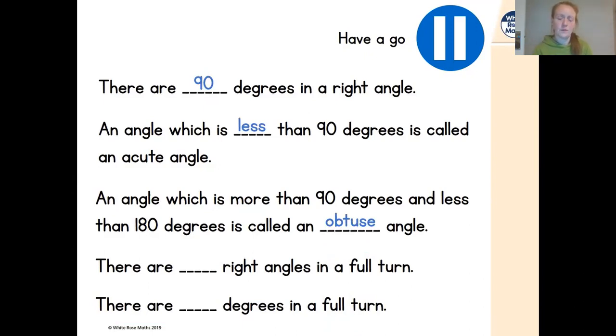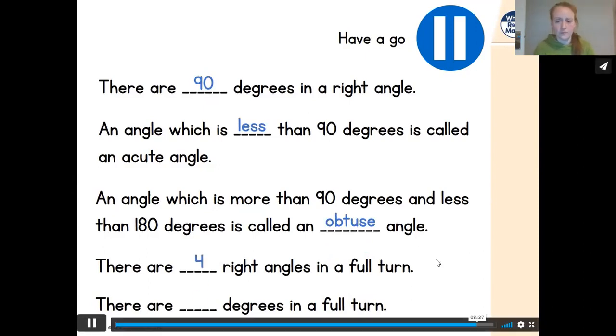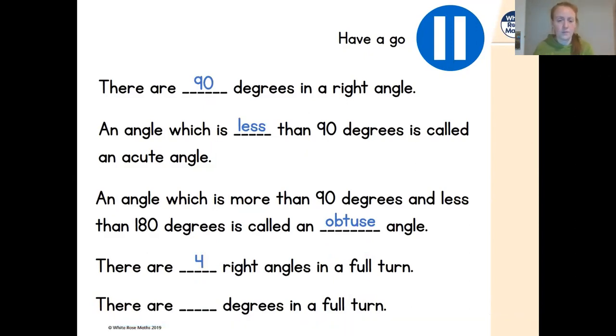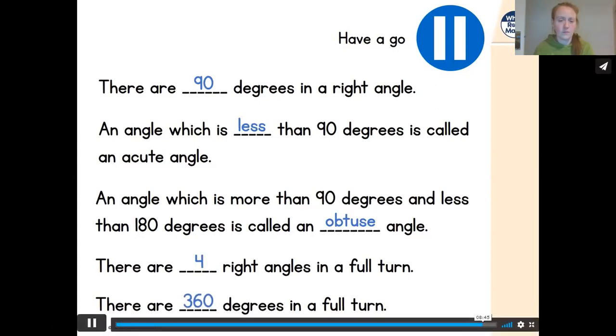How many right angles are there in a full turn? There are 4 right angles in a full turn. And how many degrees are there in a full turn? Well, if there's 4 right angles and each right angle is 90 degrees, there are 360 degrees in a full turn.